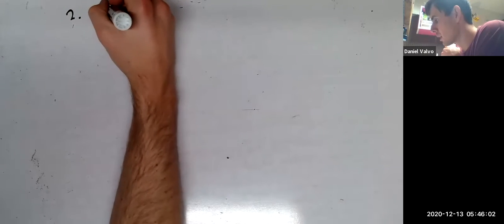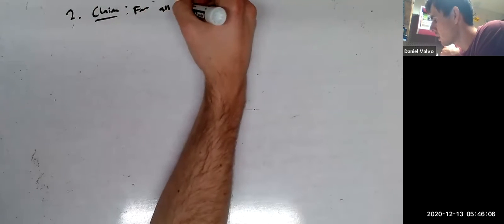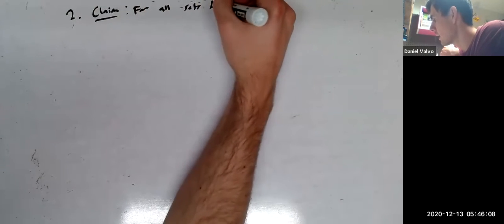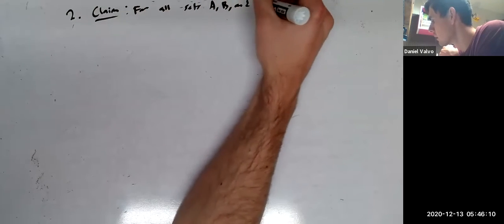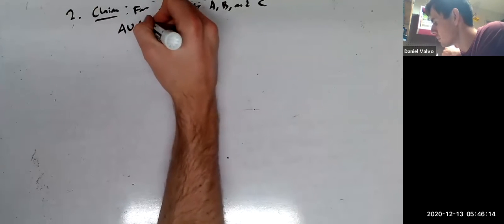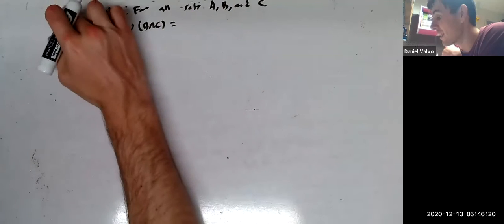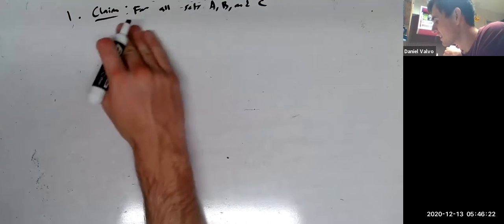So the claim was, for all sets A, B, and C, I think it was this, A union B intersects C equals... Oh, sorry, I mistook that one. That should be number 1. I'm so sorry. Number 1. Okay, number 1 was confusing.